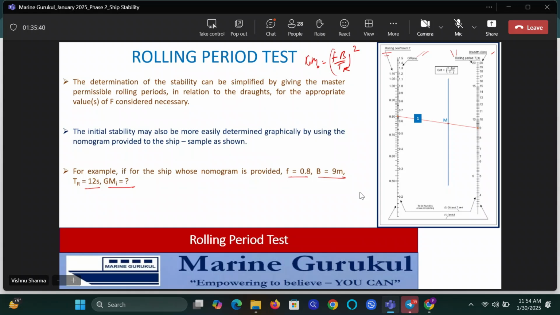Now we plot on the TR scale 12 seconds. Here is 12 seconds on the TR scale. Then join that point with M and extend it to hit the other side. Like this. Now where this line cuts on the GM scale, you can read the estimated GM. GM is 0.36. Is that clear, beta? And this is exactly what you had got from your formula. Is that clear, beta? Yes or no? Yes, sir. So then the need of calculation was eliminated.